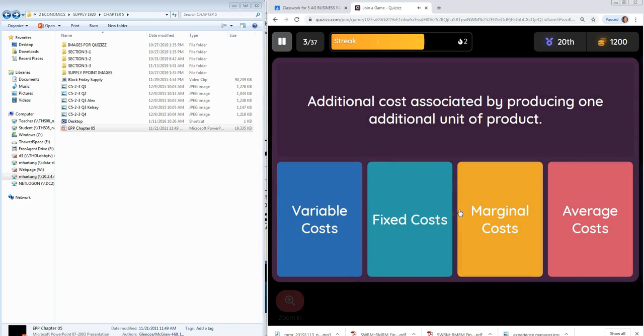Additional costs associated by producing one additional unit of a product. Anytime you see talk like this about one more of something, making incremental change, we're talking about marginal changes. So marginal needs to be part of our answer. Therefore, the only one in this particular set that it could be would be cost, marginal costs.